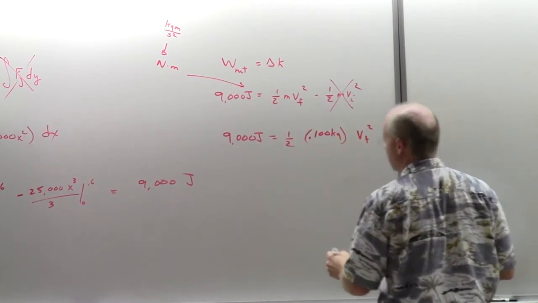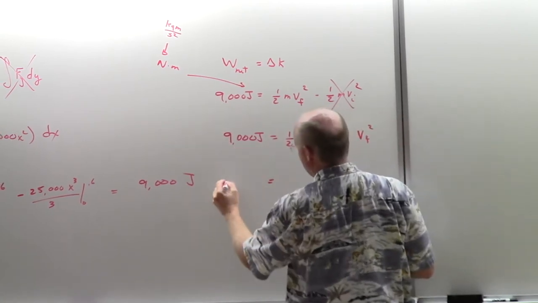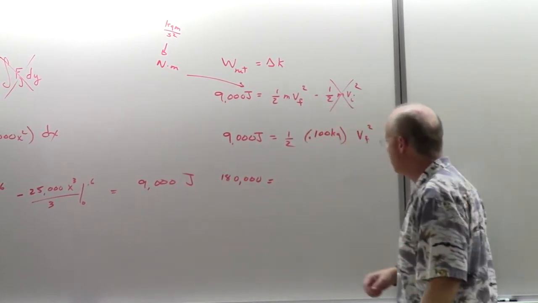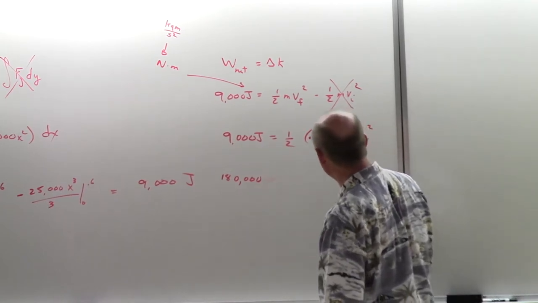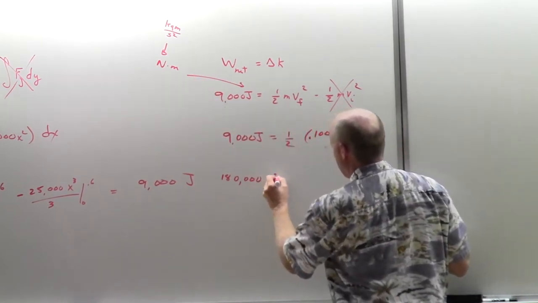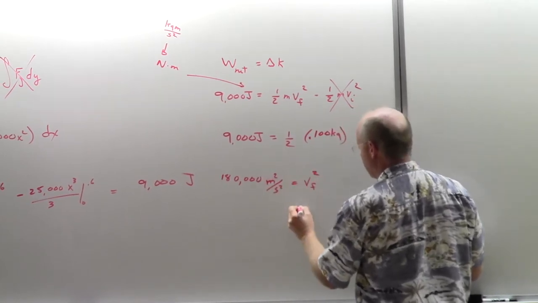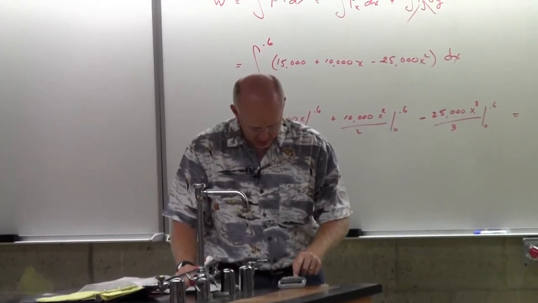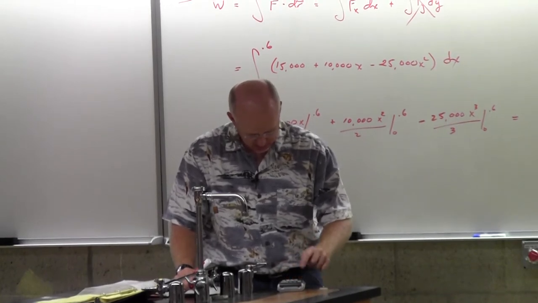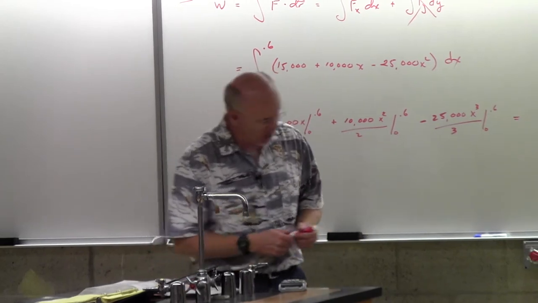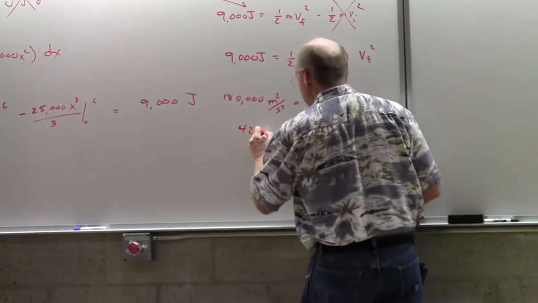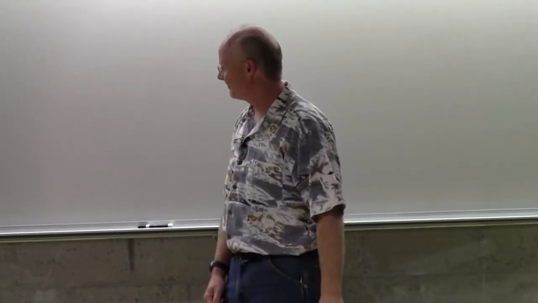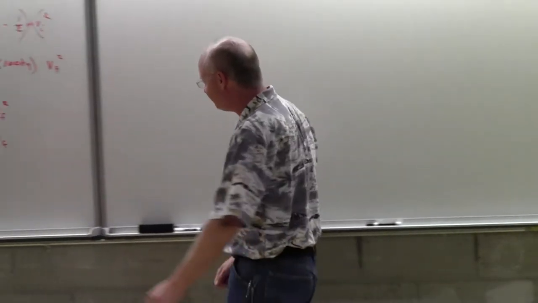Then you can go final speed squared. And as you move the 2 over to here, I guess that becomes 18,000. When you divide by 0.1, that becomes 180,000. If we pay attention to our units, the kilograms would cancel off, and you would have meters squared over seconds squared equals final speed squared. And so now we can answer, what is the speed of this? So 180,000, 1, 2, 3. Oops, I forgot to take the square root. Okay, square root, let's try that again. 424 meters per second. And so that's the speed of it.